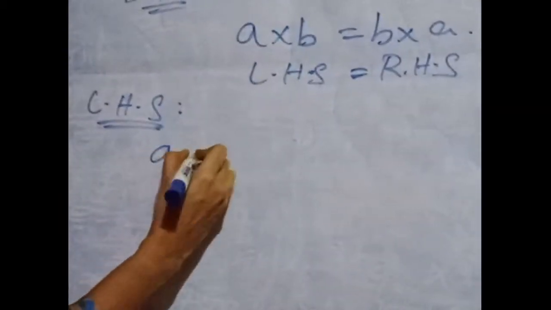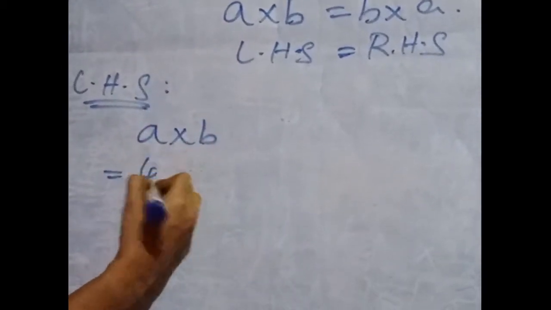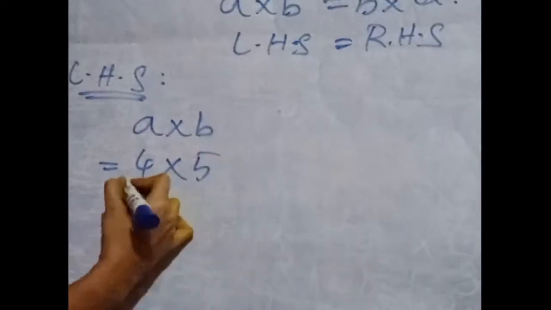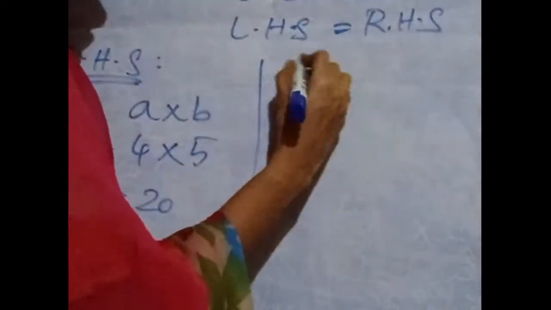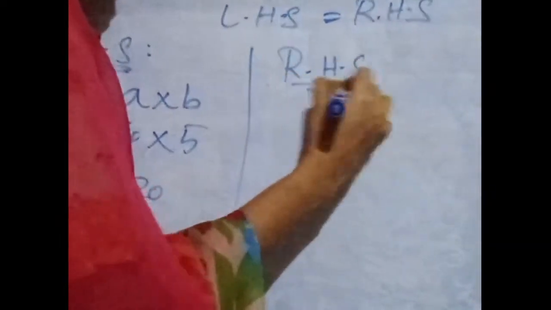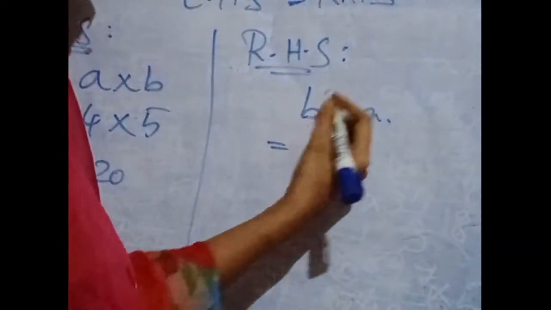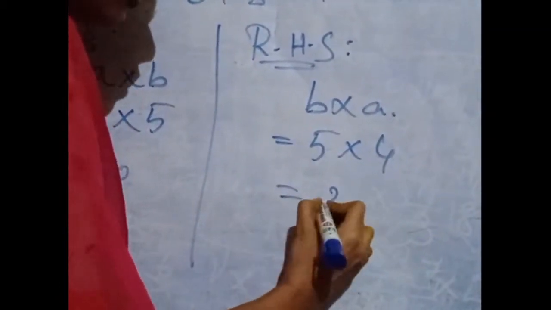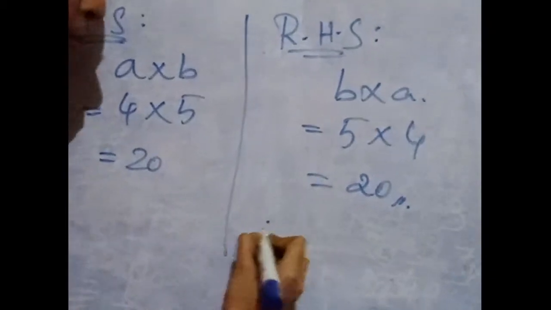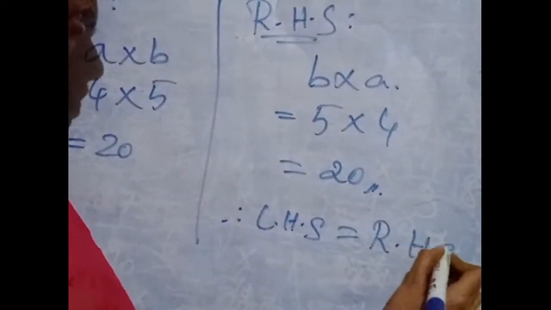LHS, A into B. Substitute the values of A and B. A value is 4, B value is 5. 4 5s are 20. Next move to the RHS. B into A. Substitute the values. 5 into 4. 5 4s are 20. Therefore, LHS is equal to RHS.